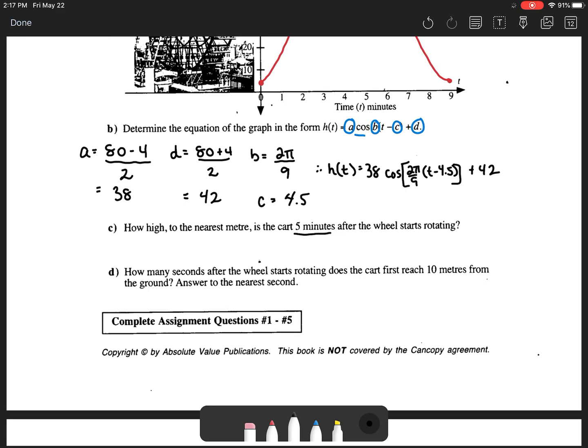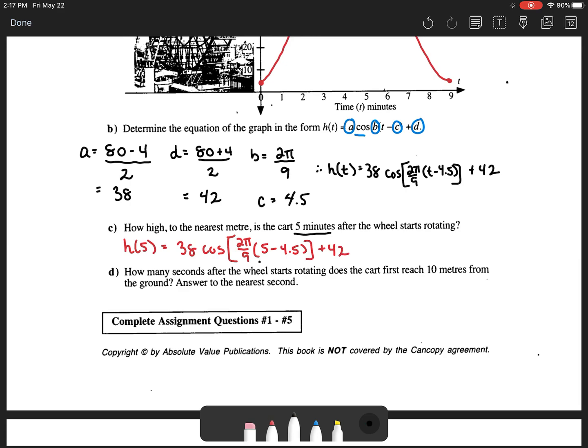That's time. So you're going to enter or trace an x value of 5, hit enter, and your calculator will tell you what the y value is. Or you can use the equation. I want to know the height at 5 minutes. So I take my equation, 38 cosine of 2 pi over 9. This will now be time, okay? And the time in this case, like I said, was 5. So it'll be 5 minus 4.5, and then you will add 42.